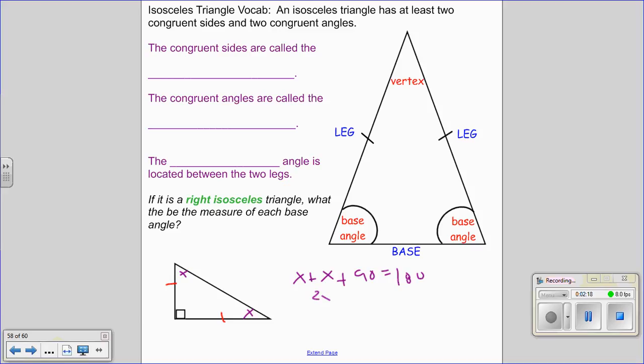So that means 2x plus 90 is equal to 180. Subtract 90, that means 2x should equal 90. Divided by 2 would give you x equals 45. So each base angle would have to be 45 degrees. So that is a special isosceles triangle, a 45-45-90 degree right triangle. Add that to your toolbox, because that's very important to remember.